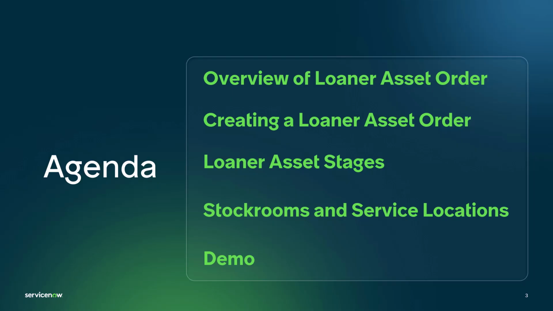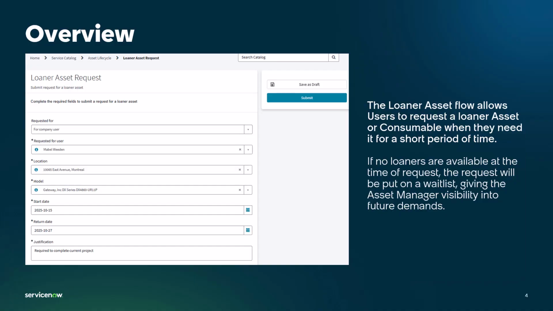loaner asset request flow. The loaner asset request flow is a flow within hardware asset management that allows your end user to request an asset or a consumable for a short period of time. So if you think of it like an end user needing a laptop for a conference, or maybe they need a projector for that same conference, they can request it for a short period of time.